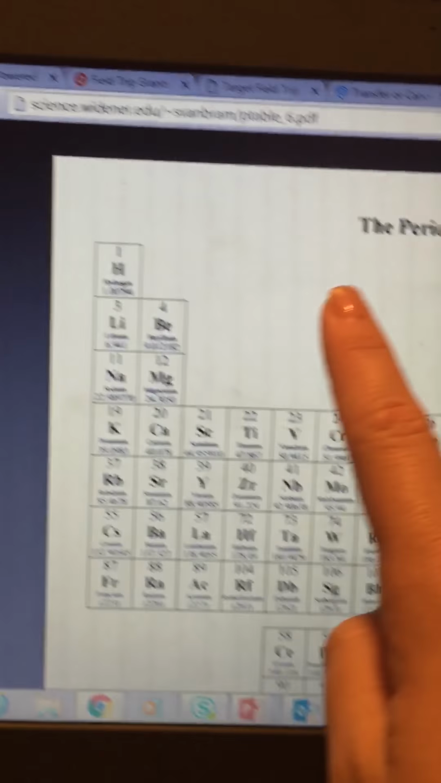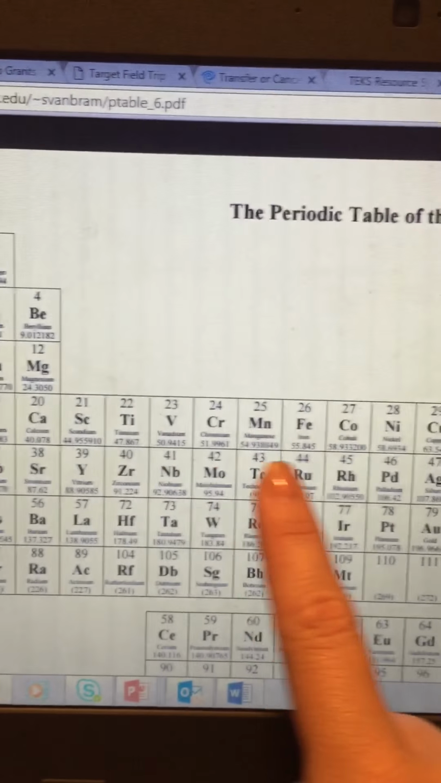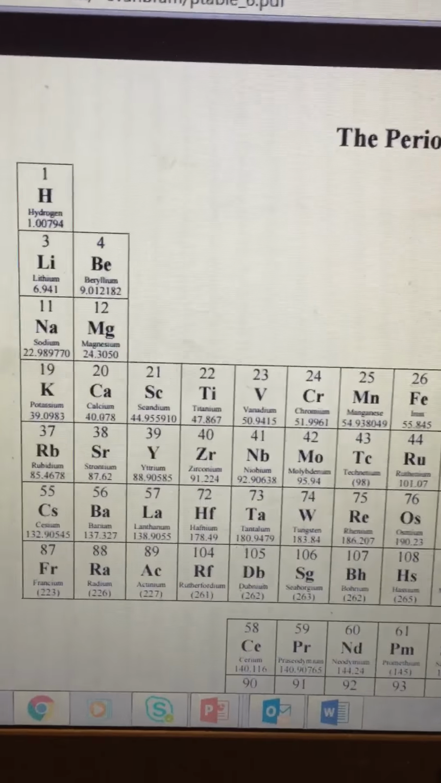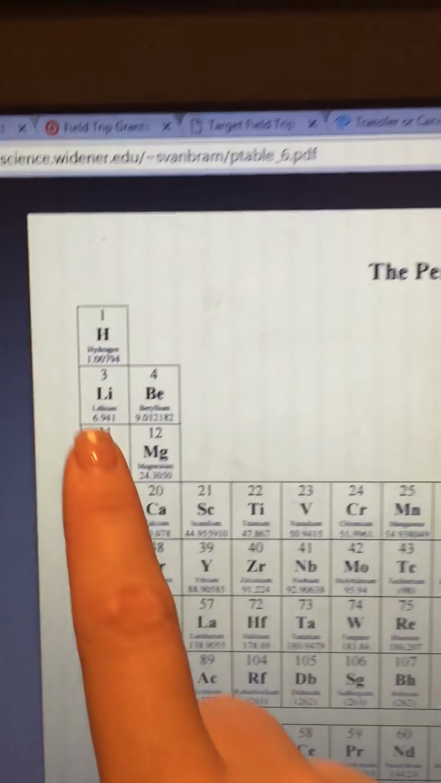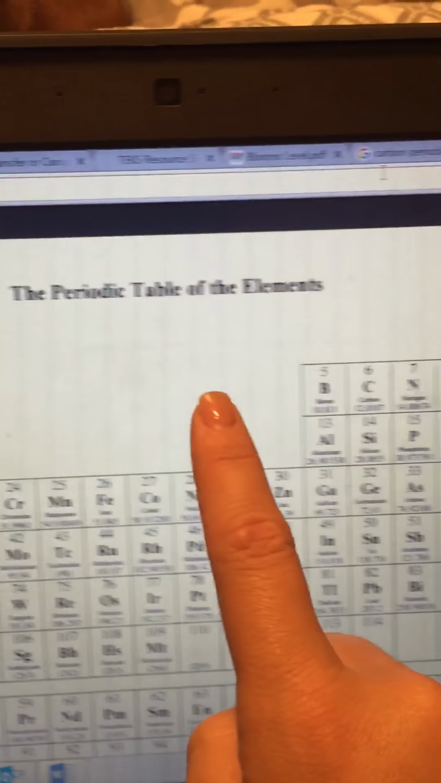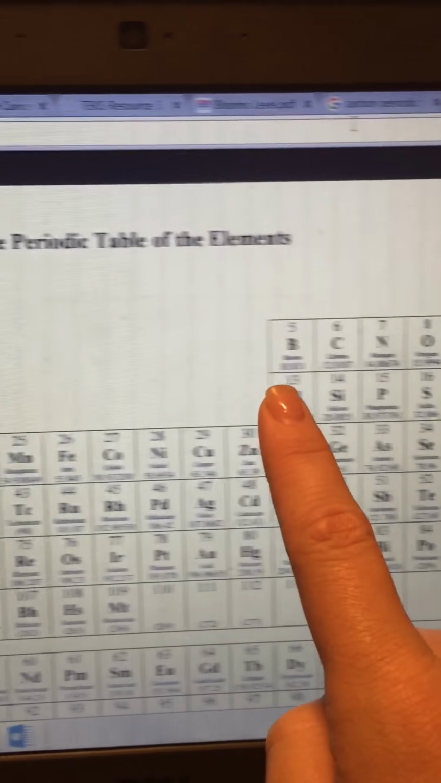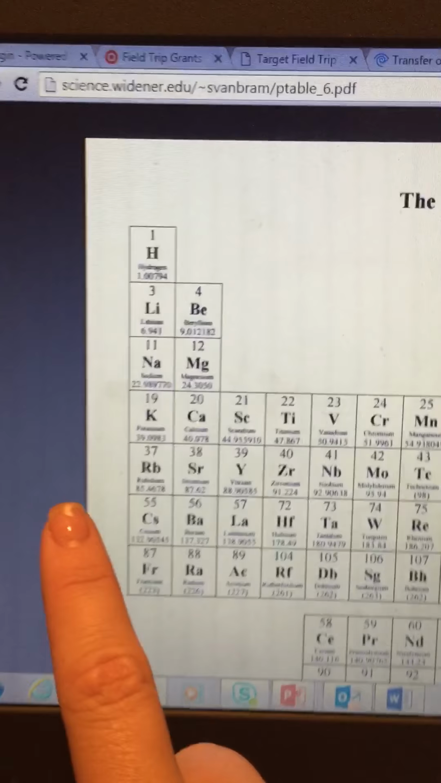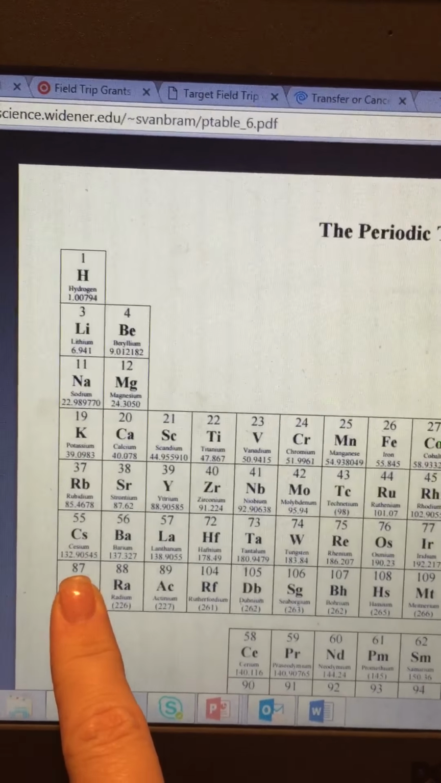Okay, we're almost done. So we also, you can see they go across in rows. We call these rows periods. Period names are way easier. Period 1 just has hydrogen, helium. Period 2, lithium, beryllium, and it continues over here. Period 3, sodium, magnesium, continues this way. Then period 4, 5, 6, and 7.